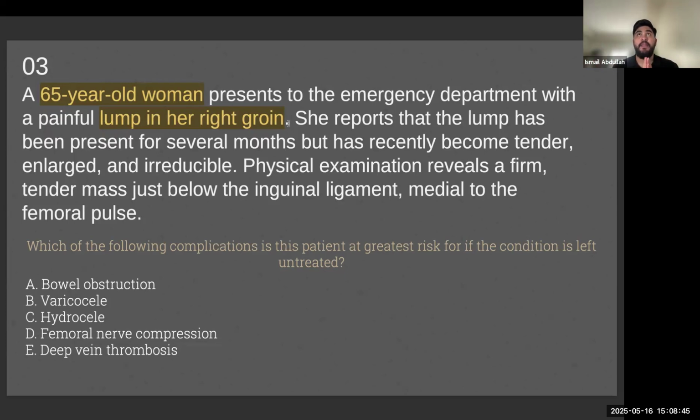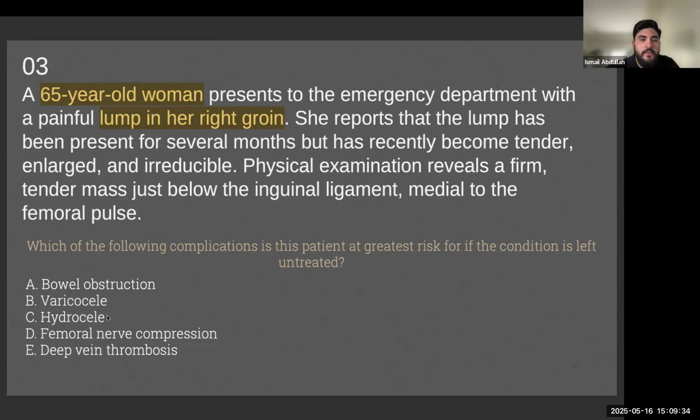Now she reports that the lump has been there for several months, but it just became tender, enlarged, and irreducible. These are all signs that mean something. Tender, enlarged, we're thinking this could be infected, or this could be incarcerated. Irreducible means that maybe they were able to push it back, but now not anymore. It's just there. It cannot go back. So if there's a femoral hernia, what could be the complication the patient could be developing at great risk? It could get strangulated and then that part dies off and has to be surgically removed.